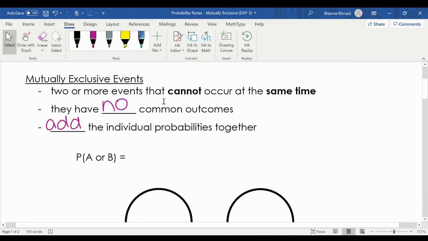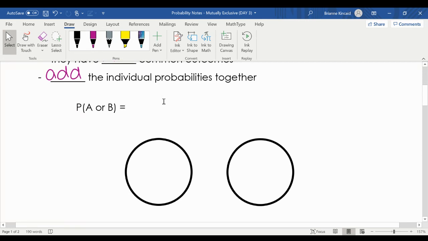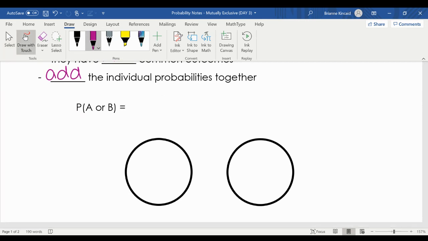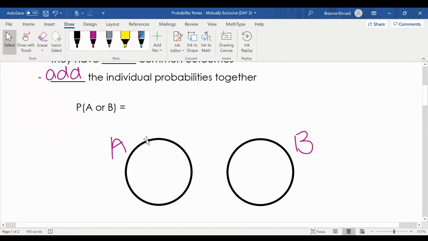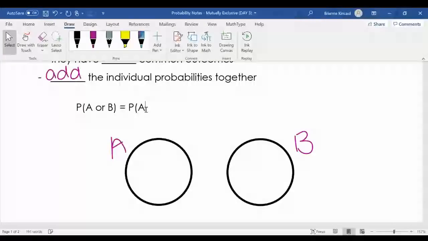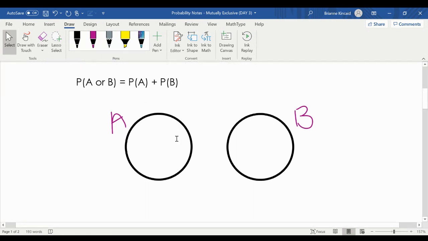We can think of mutually exclusive as Venn diagrams since we've already discussed those. If I let the circle on the left be A and the circle on the right be B, to find the probability of getting A or B, all you have to do in this case is take the probability of A and then add the probability of B. It's fairly straightforward because there's no overlapping area. You would just add them together.